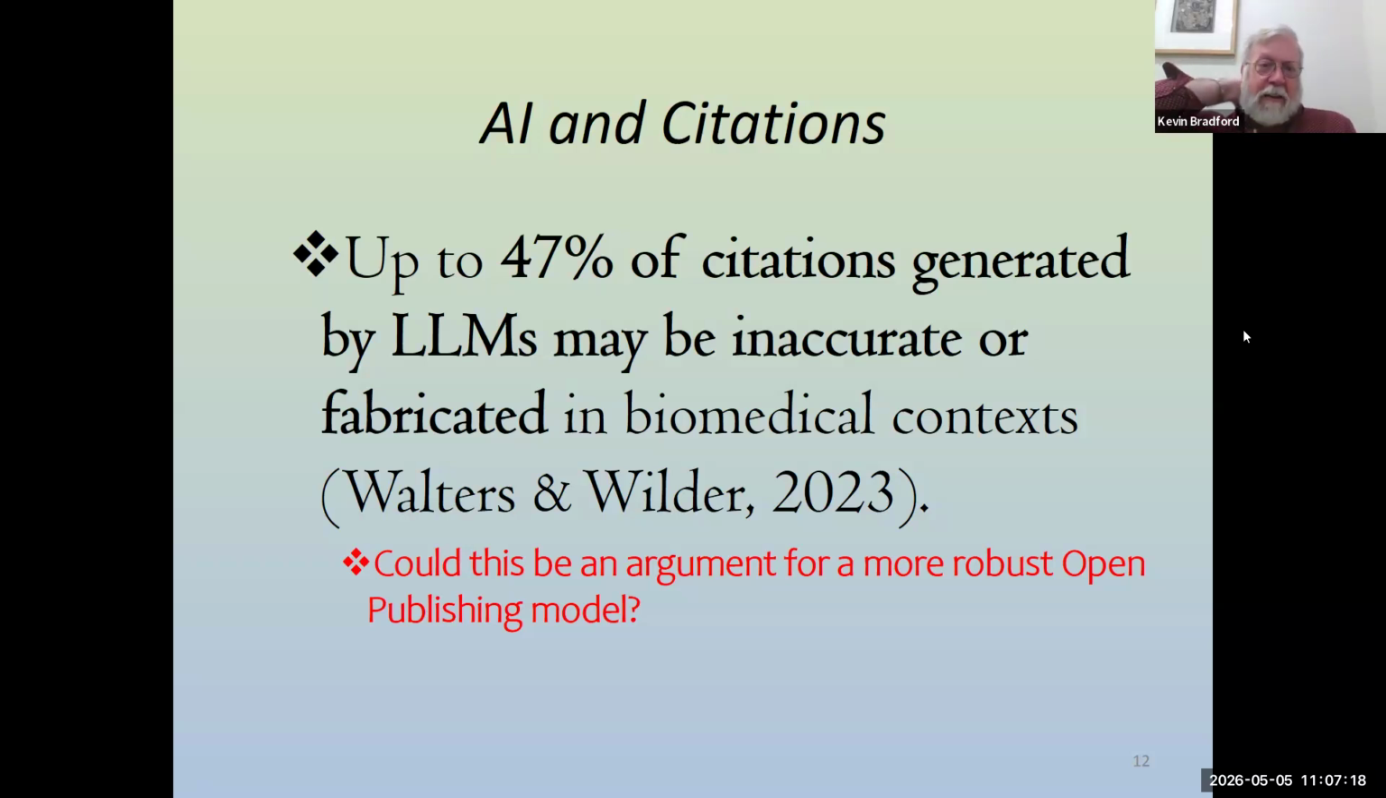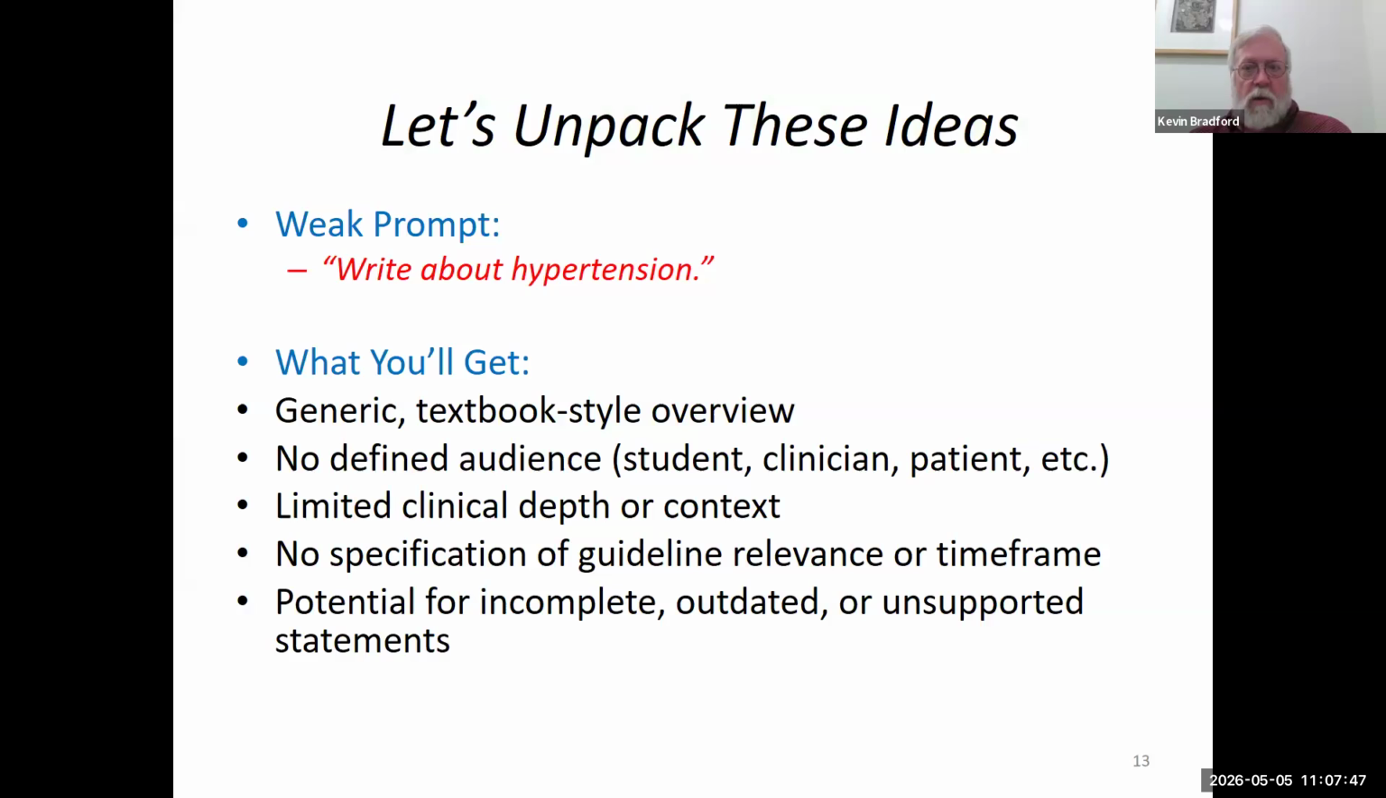So, one of the interesting things about this is, could this fact be an argument for a more robust open publishing model? Well, opinions differ on that. Saying, well, if we had all of our publications and studies in open publishing, then AI would have a better chance to get it right. Maybe yes, maybe no. Only time may tell.